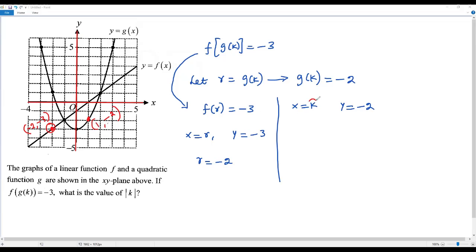But here k is being used as the x coordinate. Therefore the value of k is just 1. But according to the question, we have to find the absolute value of k. Okay, now let's find the absolute value of k. Here we can plug in 1 for k, because we already got the value of k. That is, the absolute value of 1 is equal to 1. Therefore the absolute value of k is 1.